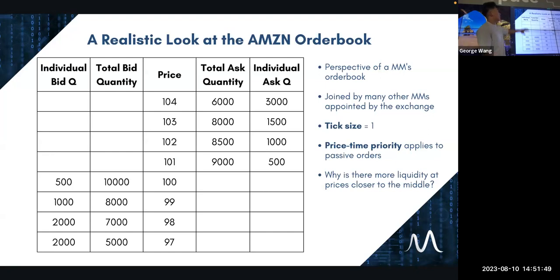And on the side here, we have our own individual quantities. So we're a market maker, and we're very happy to take trades of huge volumes, so you see our quantities are very big. For some price levels, we're doing half of the total quantity. We might be joined by many other market makers appointed by the exchange, because if there's only one market maker, they can take all the profits from scalping. It'd be like a monopoly in the market, if you will. So in exchanges, to maximize liquidity and to make things fair, they might have multiple market makers just to keep everybody honest. And the tick size here is 1, okay?